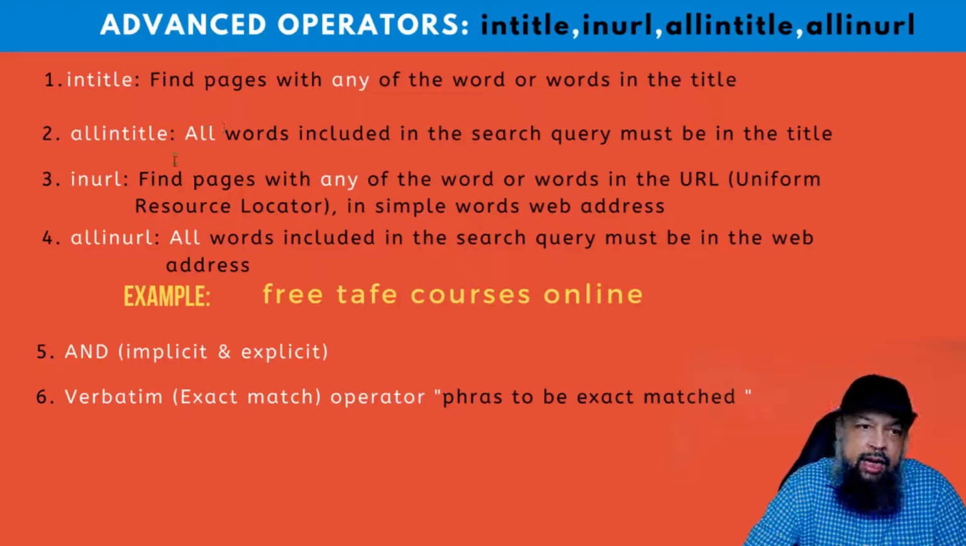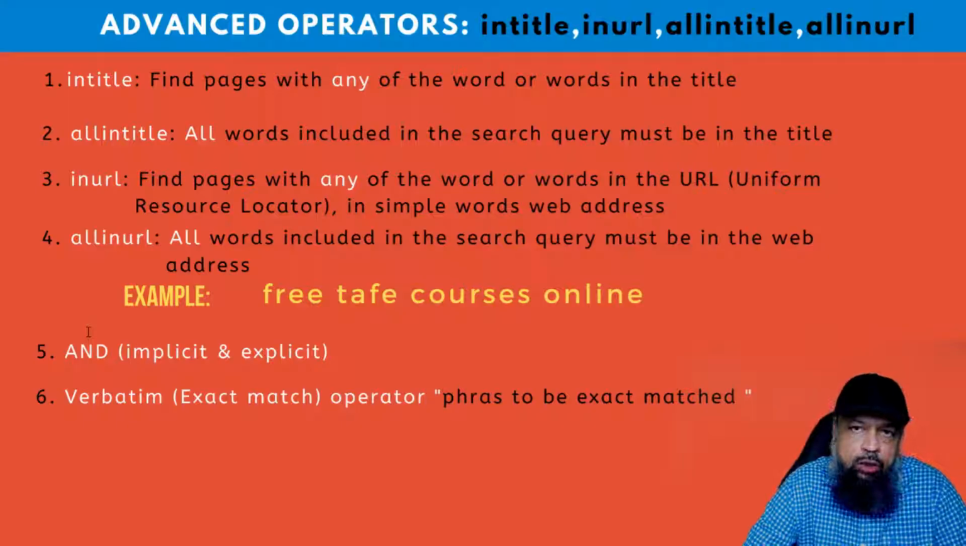With inurl and allinurl, this time Google will not look at the title of the web page. Google will look at the web address of that web page, because URL basically means web address. URL is the abbreviation of Uniform Resource Locator, but in simple words, it's a web address. Now, for example, you are using allinurl. Google will see if all of the words of your search query are in the web address of a particular page, and then Google will show that page in the results.